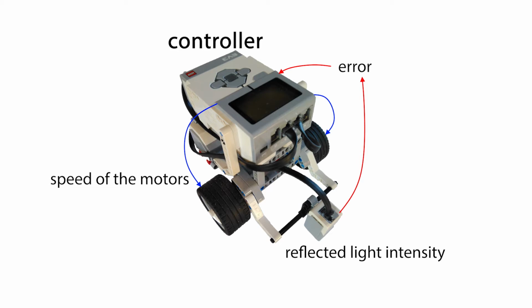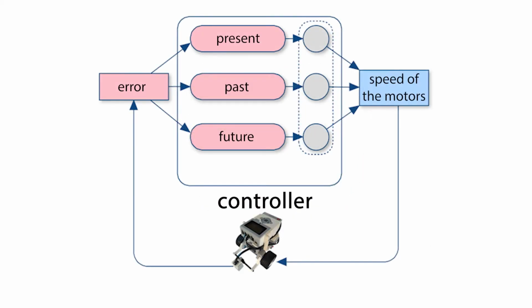We need the controller to convert the error to a suitable motor speed and minimize the error while running. A PID controller uses the present, past, and possible future errors to calculate the appropriate motor speed. Each error, together with its constant, contributes to the speed of the motors. If the controller has all three branches, it's called a PID controller. If one or two branches are missing, then the controller will be named using the first letter of the remaining branches, for example, a PI controller.